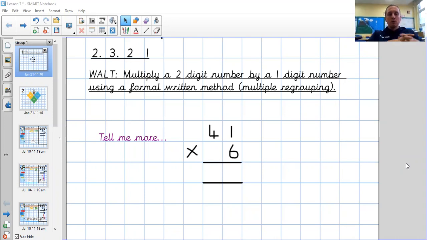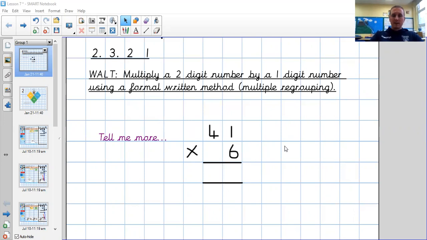to regroup the tens. Okay, so you're going to have to concentrate really hard and use those 2 skills together today. So can you pause the video, and it is exactly the same Walt, we're still using that formal written method of multiplying and writing it out in columns, but the difference today where it says multiple regrouping, that means we're going to be regrouping the ones and we're going to be regrouping the tens. Okay, so pause the video for me now.